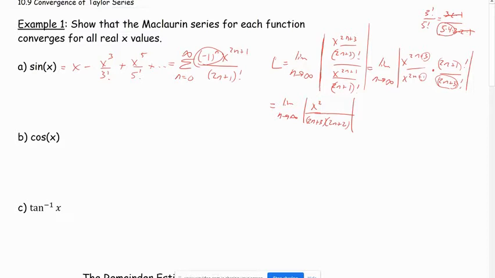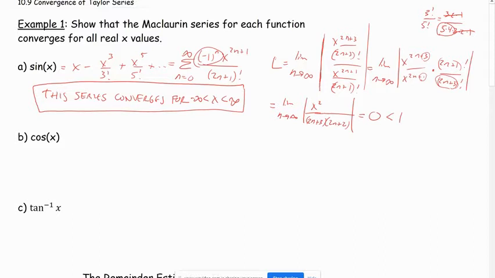And remember, x isn't changing, x is a constant, but n is approaching infinity. So this limit is going to be 0 no matter what x is. And 0 is less than 1. So this series passes the ratio test no matter what x is. And so we can say this series converges for x between -infinity and infinity.